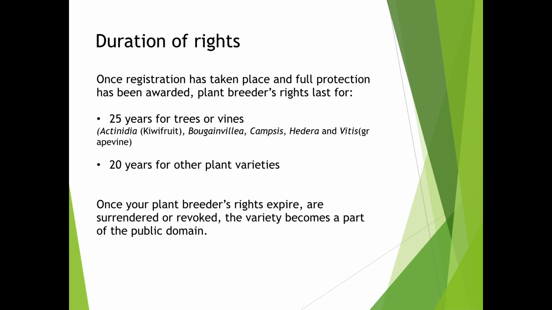Once registration has taken place and full protection has been awarded, plant breeders' rights last for 20 years. However, for trees or vines, this is extended to 25 years. It is important to note that once your plant breeders' rights expire, are surrendered, or you revoke them, the variety becomes a part of the public domain and is therefore publicly available.